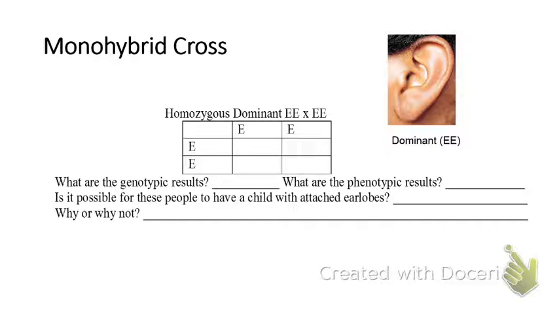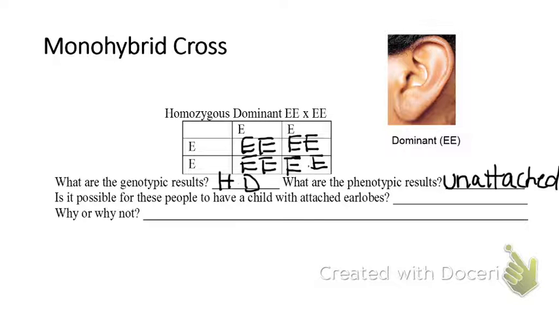Let's look at a monohybrid cross. Earlobes are genetic. The dominant trait is unattached earlobes. If two people who are homozygous dominant mate, the only option they have to give their offspring is the dominant trait. Therefore, the offspring will be homozygous dominant and have unattached earlobes.